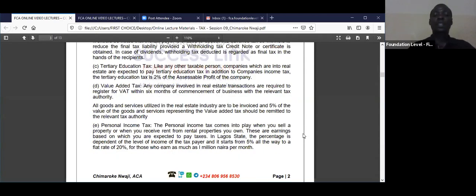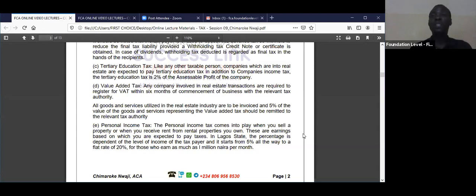Tertiary education tax. What is tertiary education tax? Like any other tax, companies, you see the word I stress, companies, not business names or enterprises, that are into real estate are expected to pay the tertiary education tax in accordance with the law. The tertiary education tax is 2% of the assessable profit of the company. Now let me bring your attention to the fact that even if a small business that is below 25 million is not expected to pay company income tax, which is 0%, zero rate, they are expected to still pay their education tax.